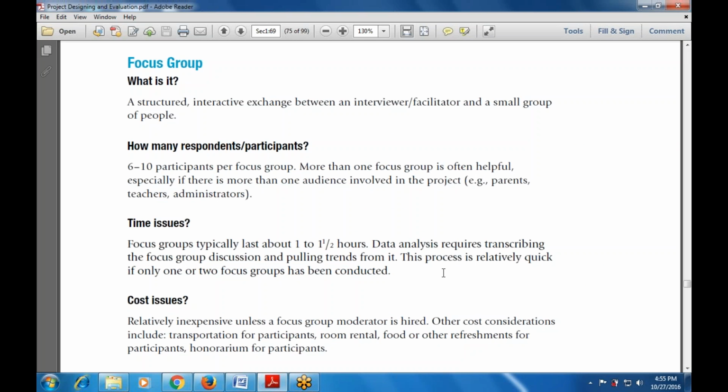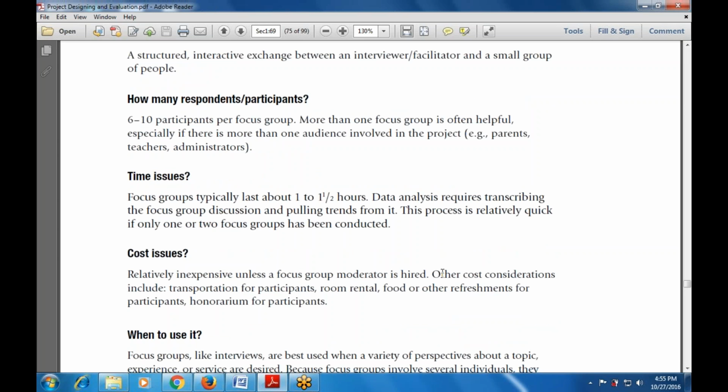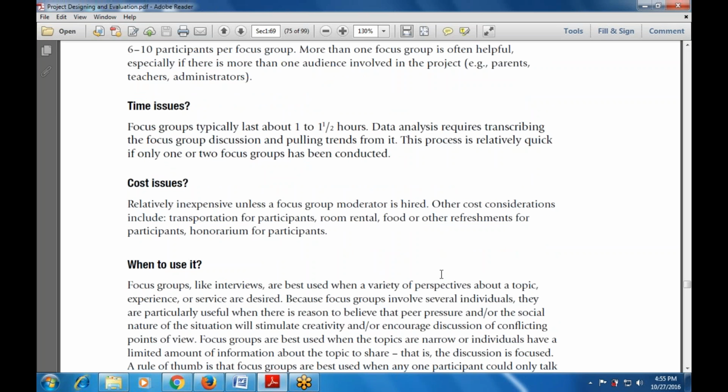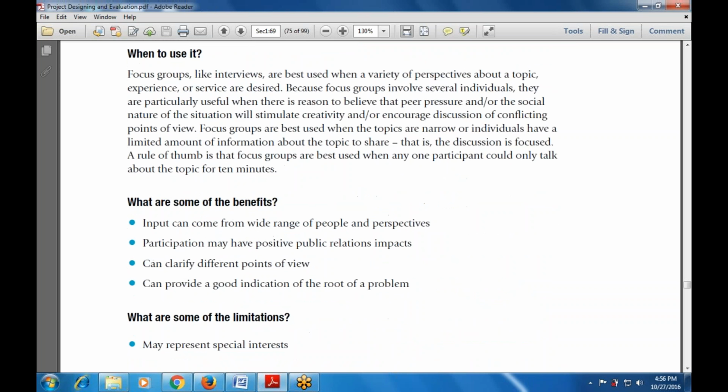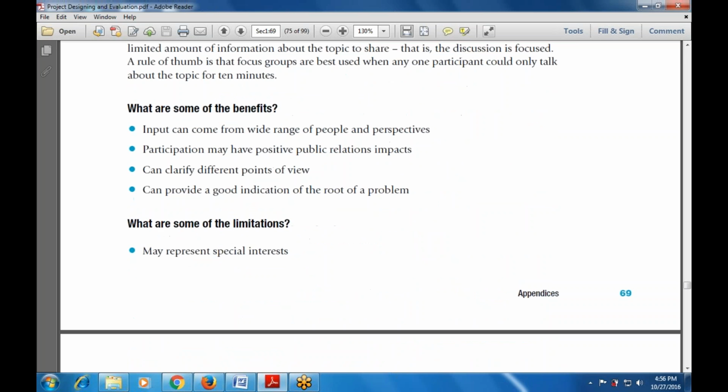The cost issues: it is relatively inexpensive unless a focus group moderator is hired. Other cost considerations also include transportation for the participants, room rental, food and refreshments, and an honorarium for the participants. When to use it: a focus group is used when we want a variety of perspectives on the topic. Then we will discuss the benefits and limitations.